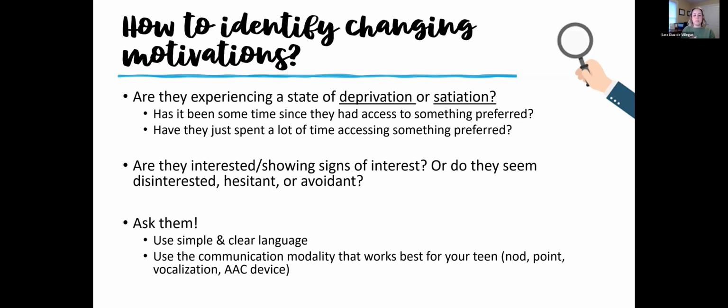So one of my main suggestions is just use simple and clear language, particularly with preteens going through puberty, regardless of their communication level. As much as we'd like for parents to stay cool and as the favorites, oftentimes that shifts and you're met with this like, oh, I don't really want to be talking to them. I don't really want to do this. So if that's something that's challenging, we want to keep it really short and sweet. So ask them what's going on. And then use the communication modality that works best with your teen. That might look like nodding, pointing, vocalizing, or using an augmentative communication device as well.